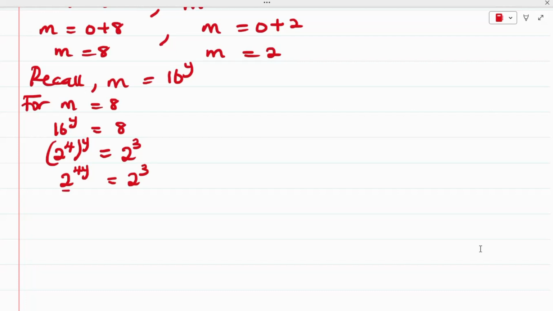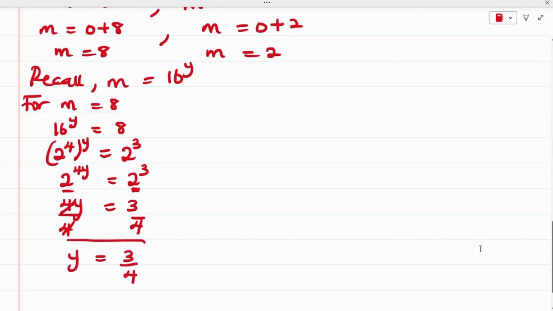Since the bases are the same, all we have to do is to equate the exponents, and we have 4y equal to 3. So divide both sides by 4 to isolate y. This cancels out this, so we have that y is equal to 3 over 4. So we have this right here for y.